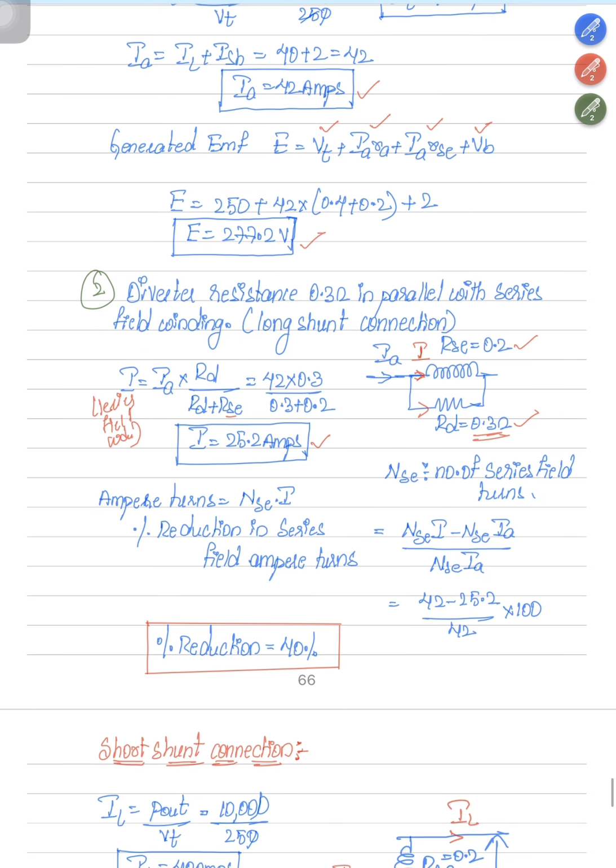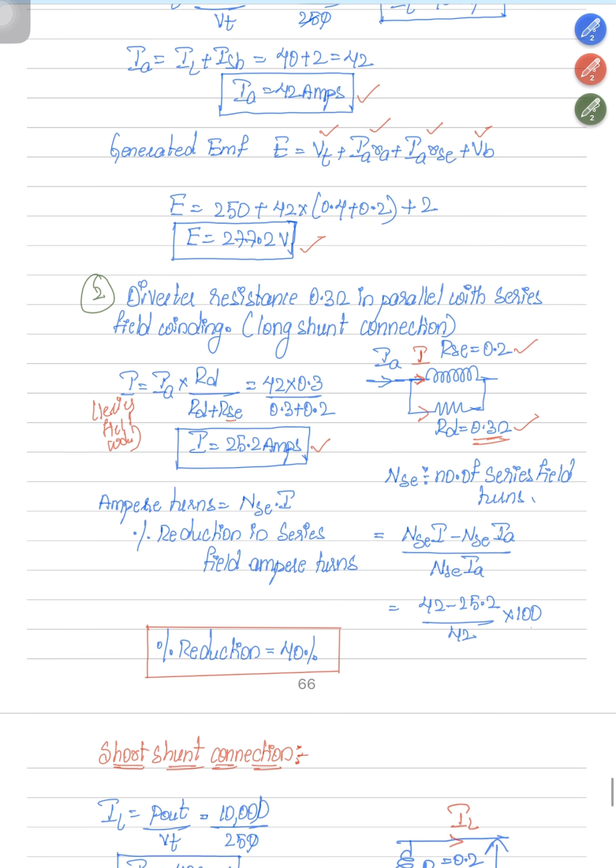Here ampere turns is number of turns into current. After the modification, the ampere turns is NSC into I, where I is 25.2. Previously, the ampere turns is NSC into IA, where IA is the armature current. By placing the values in this formula, I got a percentage reduction of 40%. It means if you place a diverter resistance of 0.3 ohm, there will be a percentage reduction of 40% in series field winding turns.